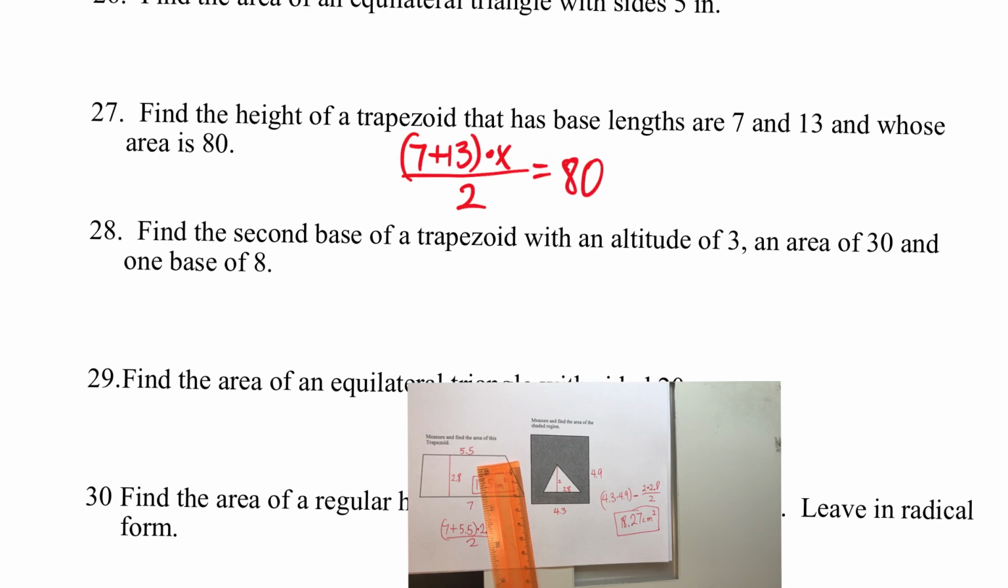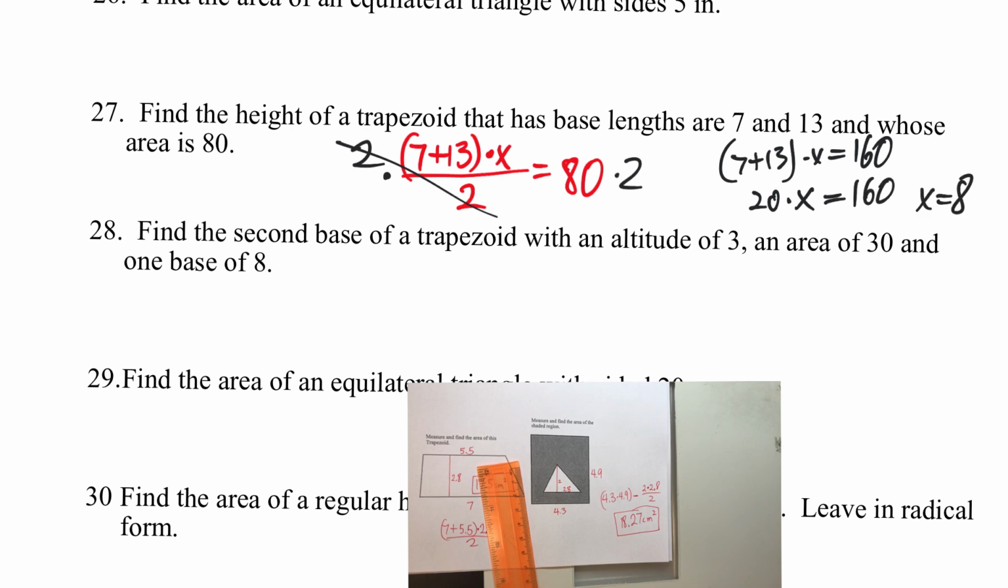Okay, and then one more, this one up here we didn't finish. So if you work this one out, multiply both sides by 2, you get 7 plus 13 times x equals 160. Add those two up, 20x equals 160, divide by 20, and that should equal 8 on that one.